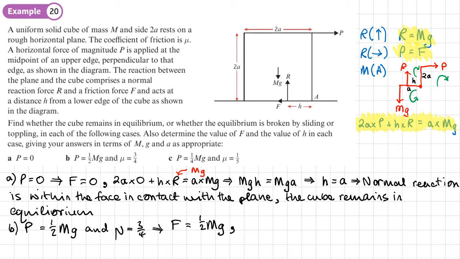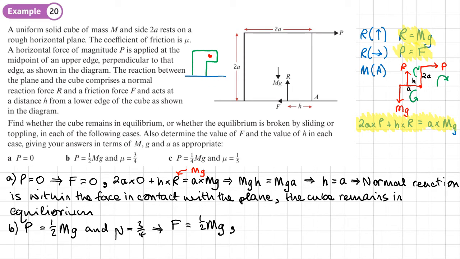I did mention at the start that you can have a normal reaction outside the contact face. That may be if you had something like this and you had a center of mass, let's say at this point, it's possible for the normal reaction to be outside of this contact face, let's say over here.